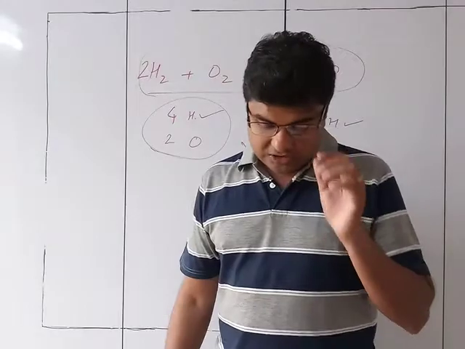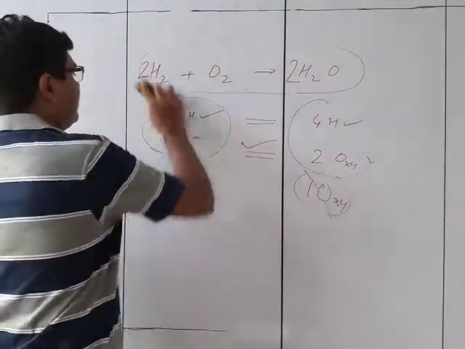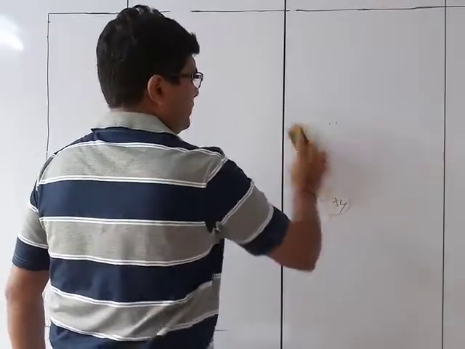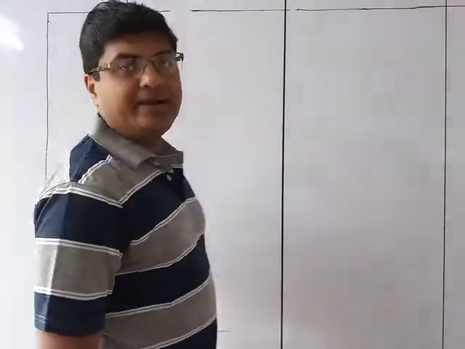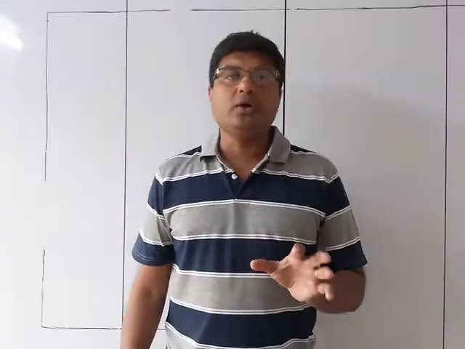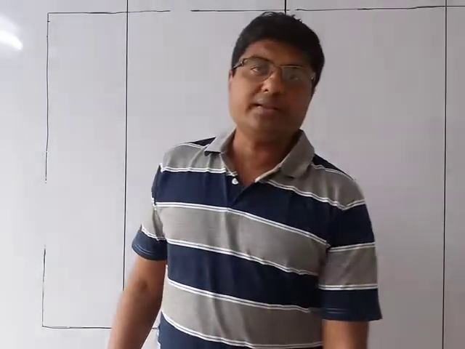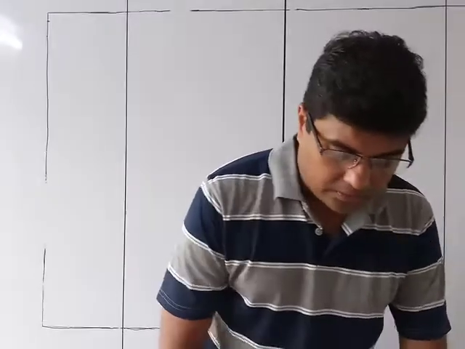So how to balance these particular equations? What we are going to use firstly is what we already learned even in the 8th standard, and that is the hit and trial method. Now the hit and trial method is the one in which you are going to write each and every compound, each and every element present in the product side and the reactant side, and then you are going to balance them. So let's take an example over here.